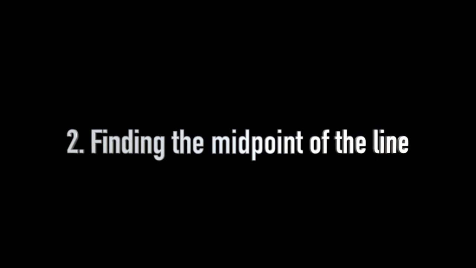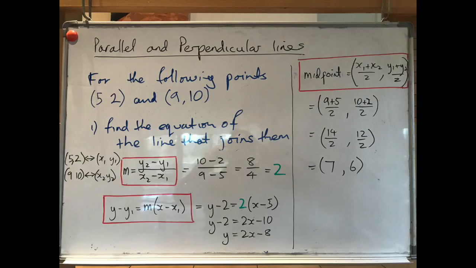So next up is the midpoint of the line. So this is where I take the average of the two x values. 9 plus 5 is 14, divided by 2 is 7. The average of the two y values, 10 plus 2 is 12, divided by 2 is 6. I get my point (7, 6). That's the middle of that line joining (5, 2) and (9, 10).